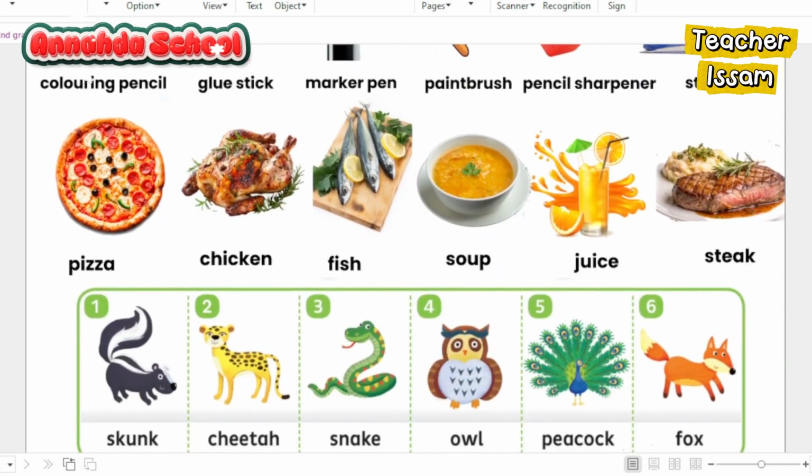Next we have food. So first pizza, of course you know pizza, then chicken, next fish, we have here soup, juice, and the last one steak.